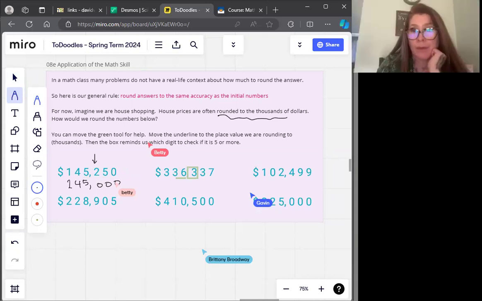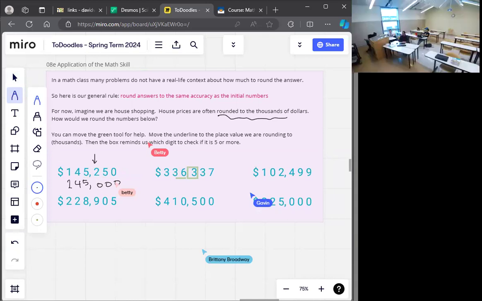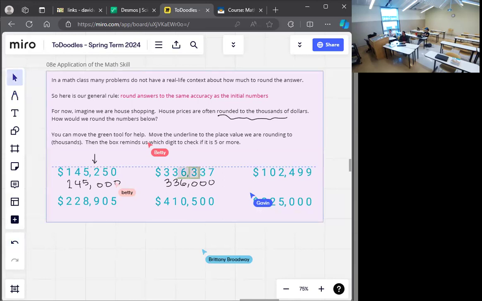Yeah, 337 is also closer to 0 than a whole other 1,000. So the 6 doesn't change, and those all become zeros. Okay, let me do this one next.